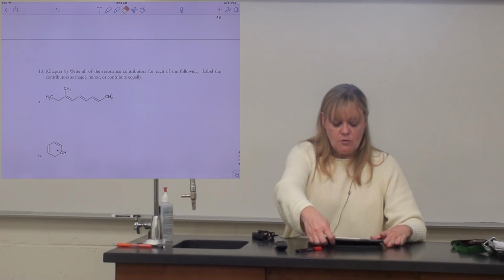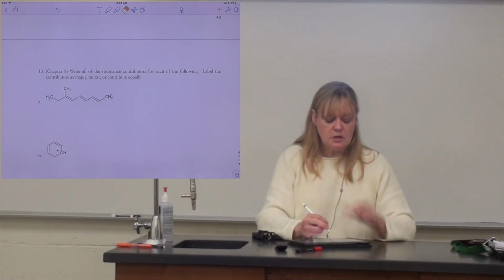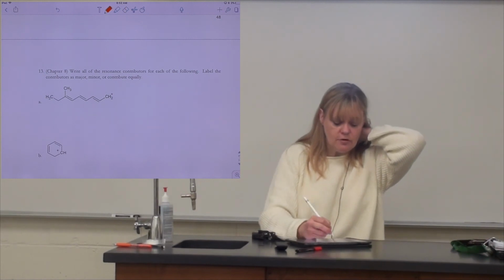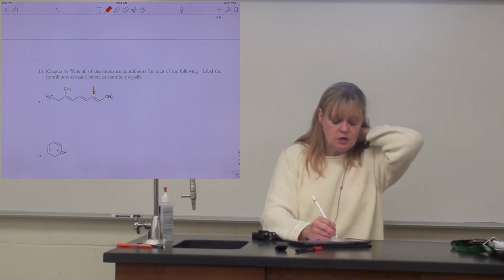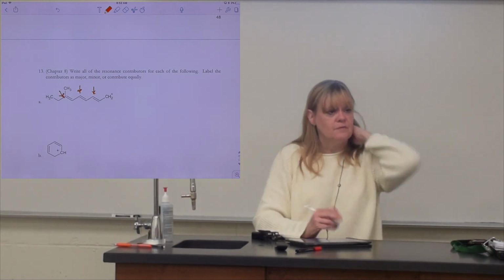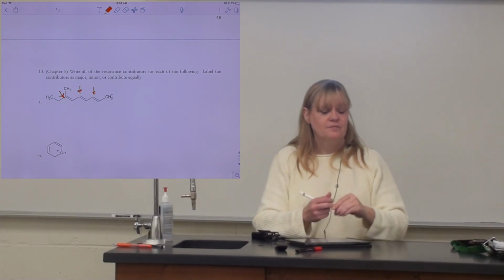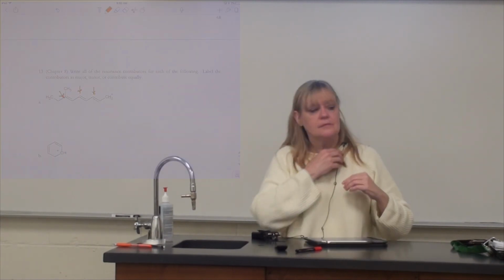And as I said before, one thing that might be really helpful for you is to figure out how many you should draw by going every other. So for example, the first one here, you should have a positive charge here, here, and here. So you should draw 3 more contributors. Okay? All right.